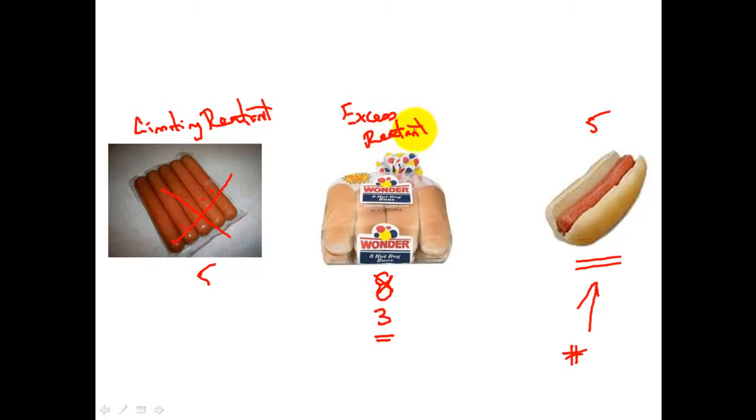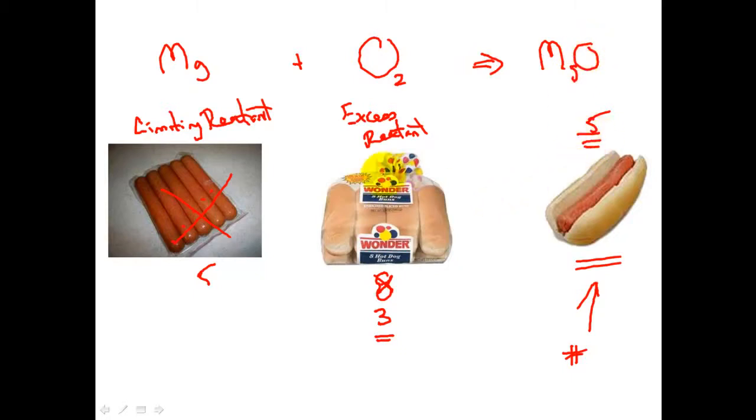Once again, it's a good analogy for exactly what we're going to do today. In our reactions today, instead of hot dogs we're looking at magnesium, and instead of hot dog buns we're looking at oxygen, and we're going to make magnesium oxide. The maximum amount we can make depends upon which one of these 2 reactants runs out first. The second one of my ingredients runs out, I am limited in the amount of product I can make.